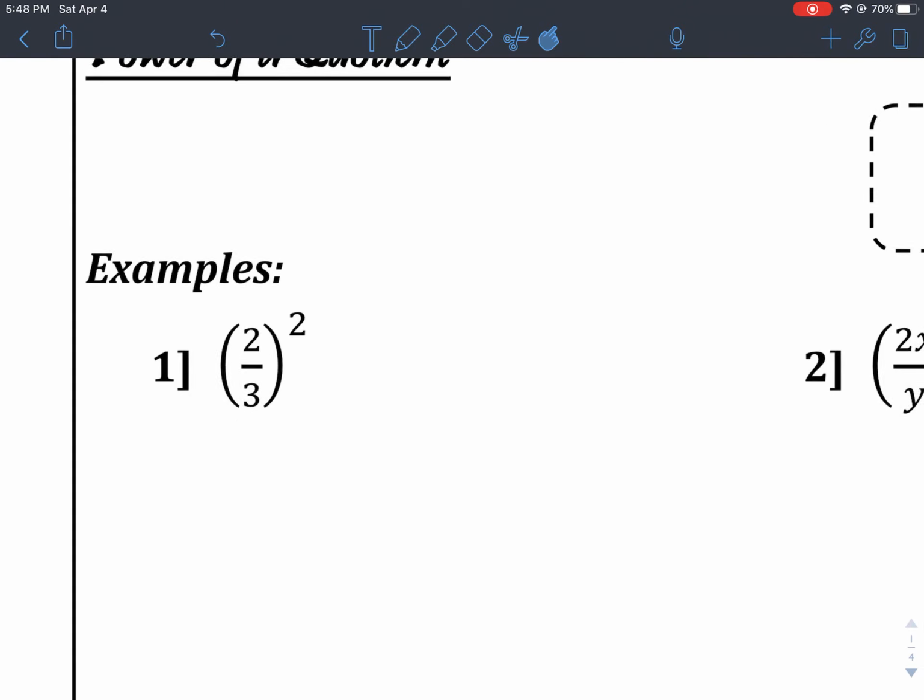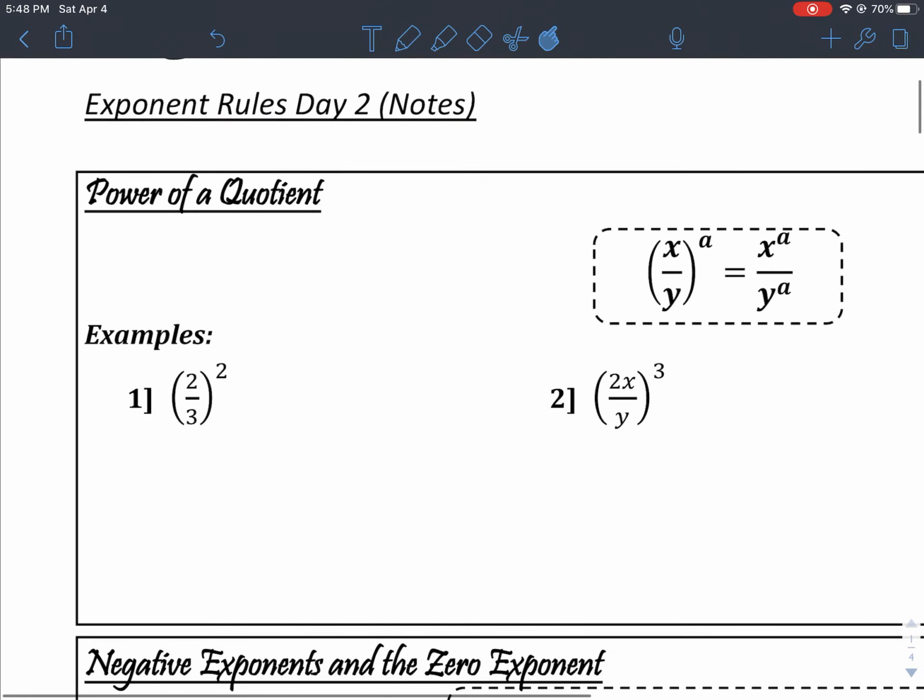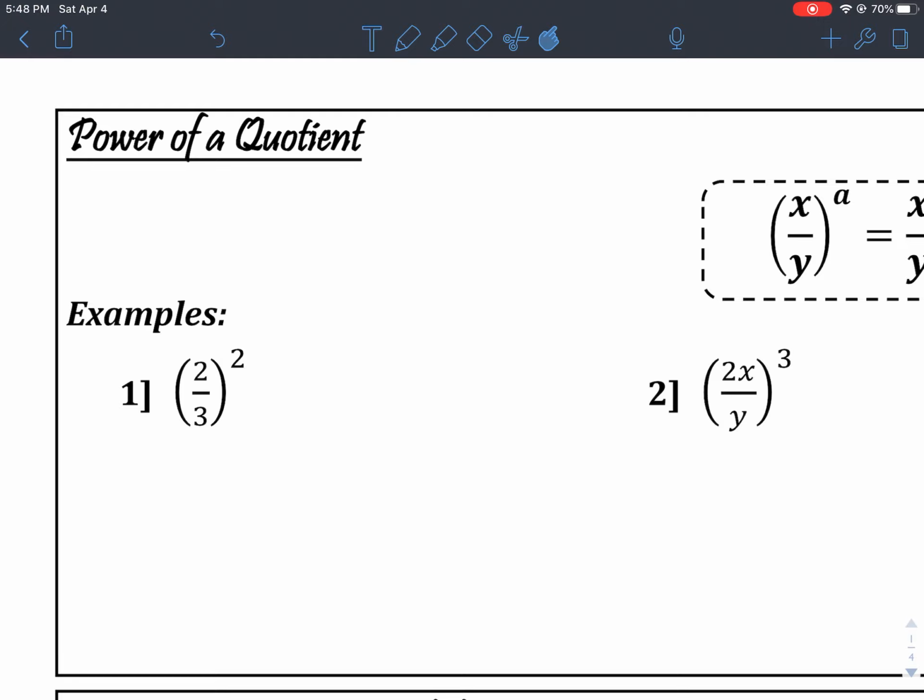Hey guys, so we're going to continue with some more of the exponent properties today. So the first one we have is the power of a quotient. Now what if you have a fraction that is all being raised to a power? So we're going to go through some examples here.